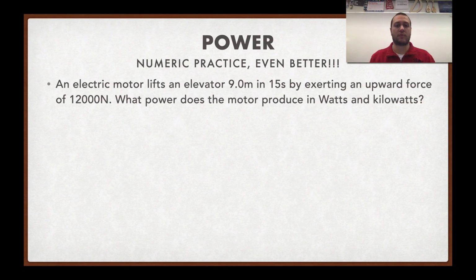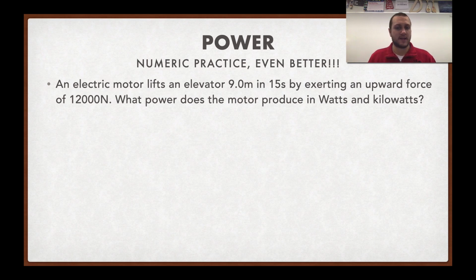Now we'll get a little numerical practice here. So we've got an electric motor, and this motor is going to lift an elevator a height of 9 meters in 15 seconds by exerting an upward force of 12,000 newtons. How much power is that motor going to produce in watts? And I would also like you to convert that to kilowatts as well.